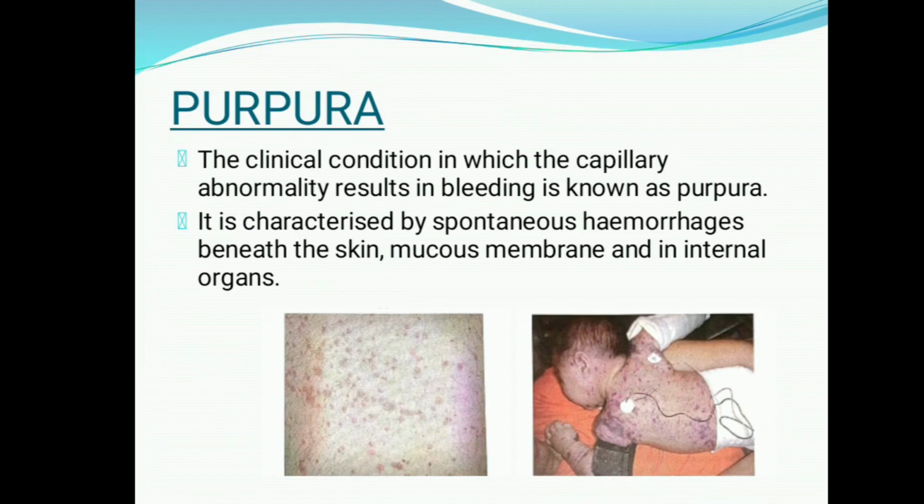Next disease in our list is purpura. As I already said, these are the purple color spots or the patches that occur on the skin and the mucous membrane, and it occurs when the small blood vessels leak blood under your skin surface. What is written here? These are the clinical condition in which the capillary abnormality results in bleeding. This is known as purpura. It is being characterized by spontaneous hemorrhages beneath the skin, mucous membrane, and in internal organs.